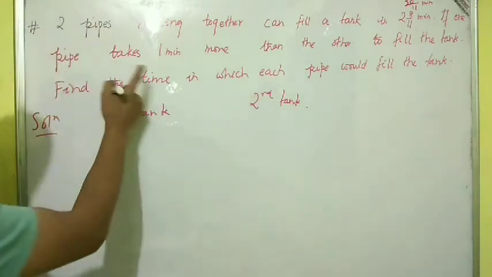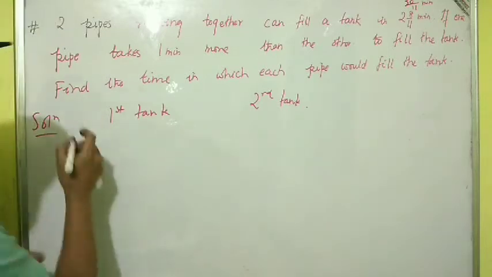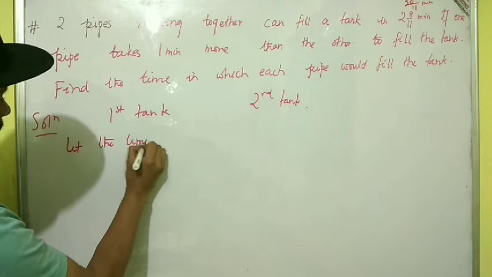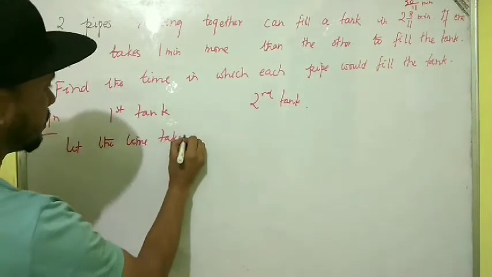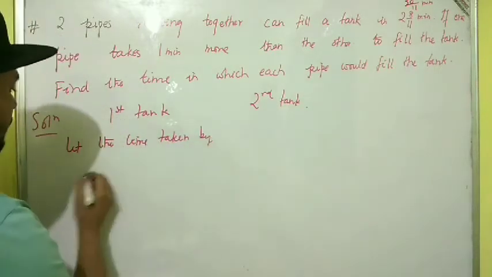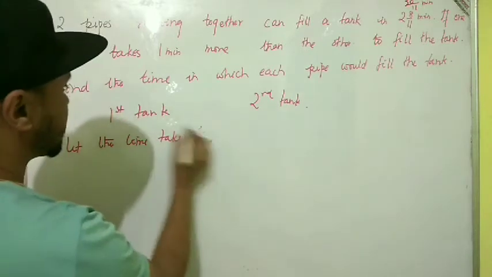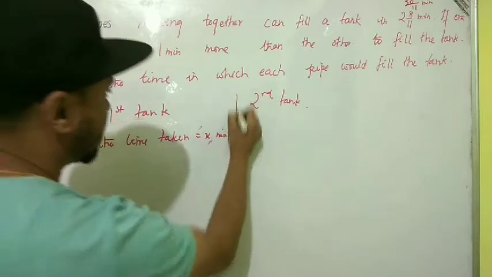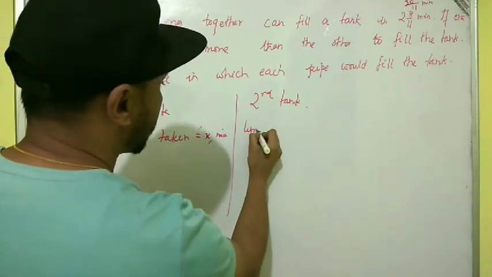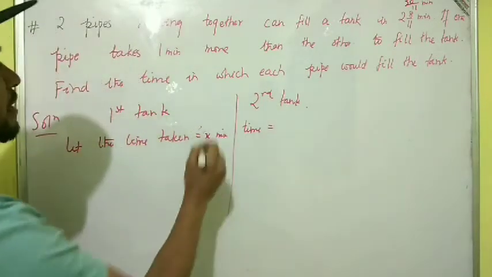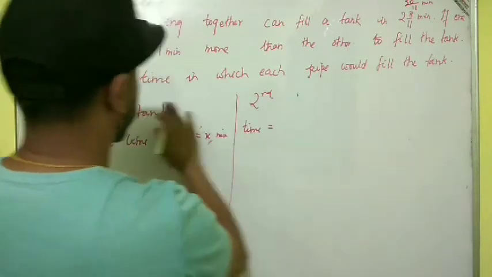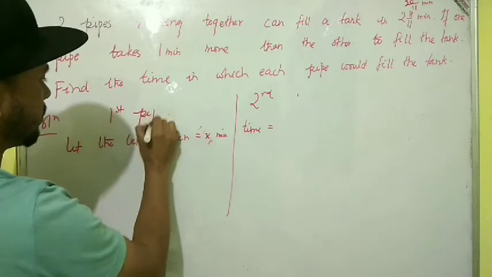Now, if one pipe takes 1 minute more, let the time taken by the first pipe be x minutes. Now the time taken to fill the tank by the second pipe. Sorry, these are the pipes.